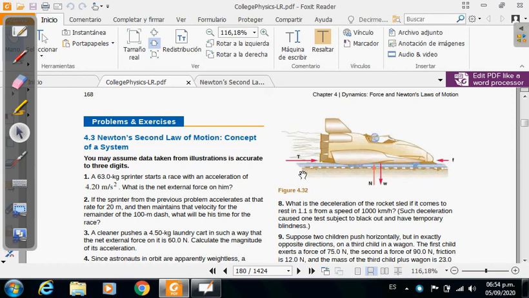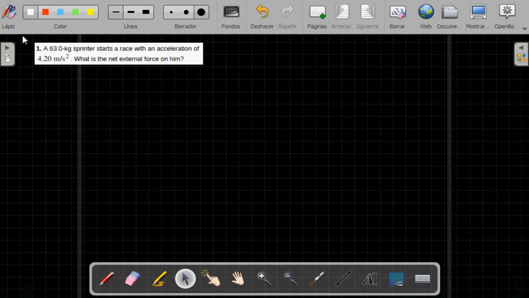Okay, let's read it. Let's take a look at it. It says, a 63-kilogram sprinter starts a race with an acceleration of 4.20 meters per square second. What is the net external force on him? Okay, so let's go to our blackboard. It's going to be very easy.